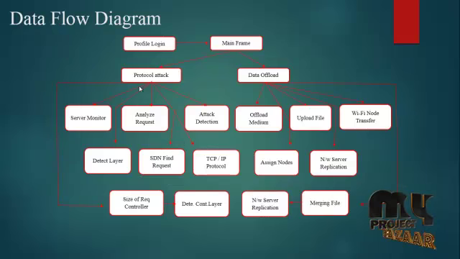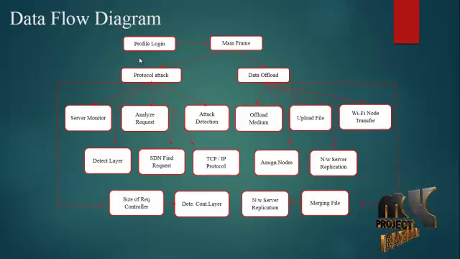This is the data flow diagram for our given process in the networking process. The first one is the profile login. Every user has a username and password, and the users enter into the profile. The system checks whether the user is authenticated or not authenticated. Only if the user is authenticated do they go to the mainframe. The mainframe is divided into two processes: the first is the protocol attack, and the other is the data offloading.